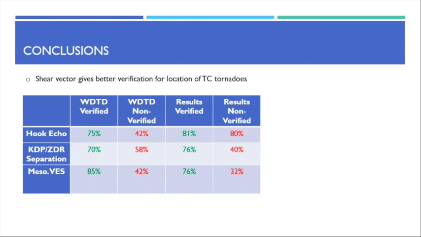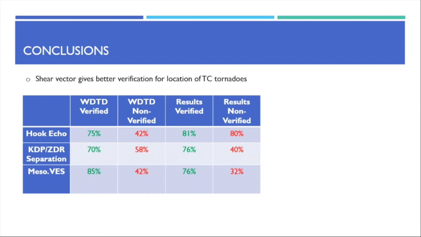75% of the verified cells for the guidance had a hook echo, and 81% for my results did. But compared to the non-verified cells, their results showed 42, and my results showed 80, showing that hook echo may not be as good an indicator as previously thought and should not be used on its own. However, there was still merit in trying to discern whether or not a cell is supercellular.